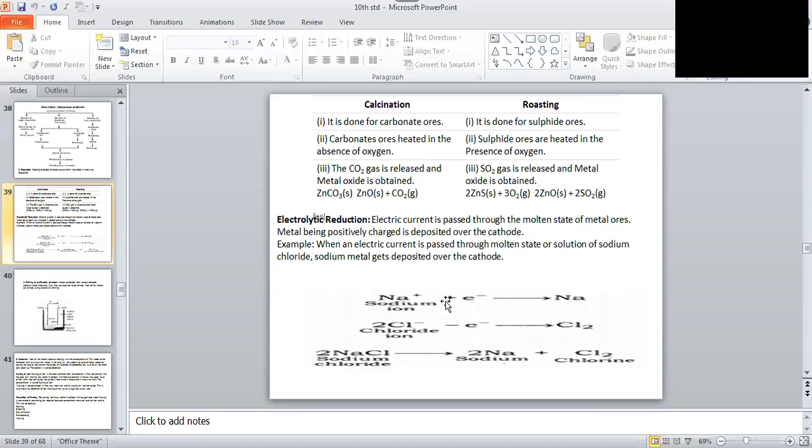Here the reduction of sodium ion takes place, converted into sodium metal, and it is deposited at the cathode. The reactions are Na+ + e- gives Na, and 2Cl- gives Cl2 gas plus electrons. This chlorine gas is evolved at the anode. So sodium chloride on ionization deposits sodium metal at the cathode and chlorine gas is evolved at the anode.